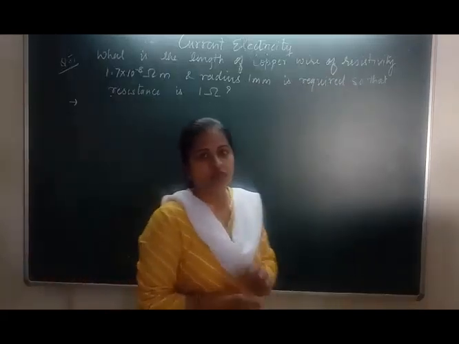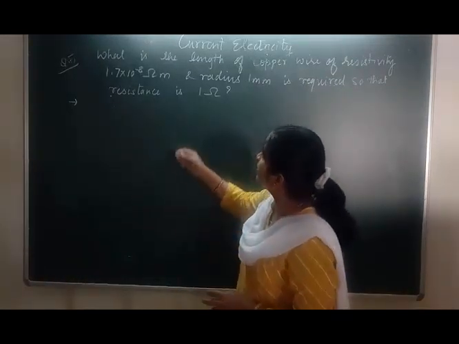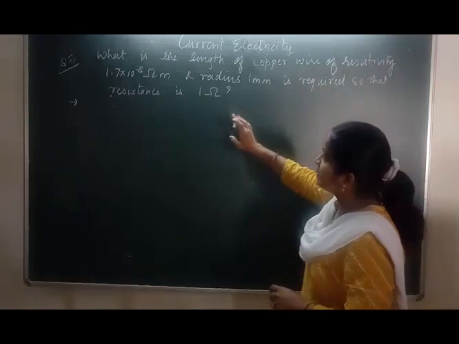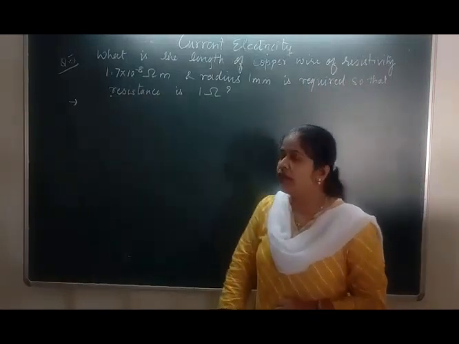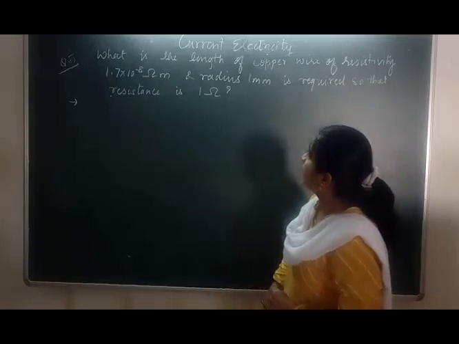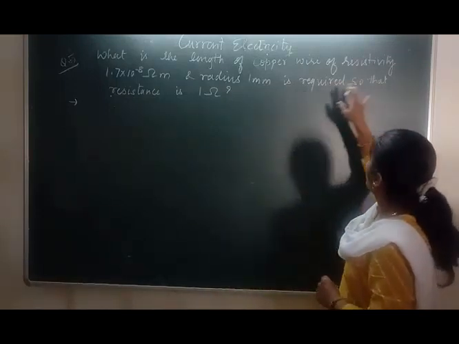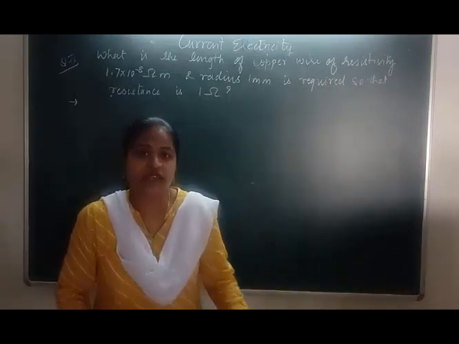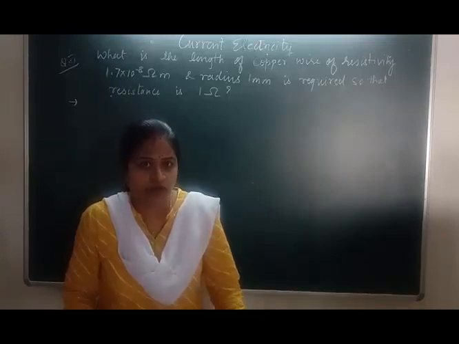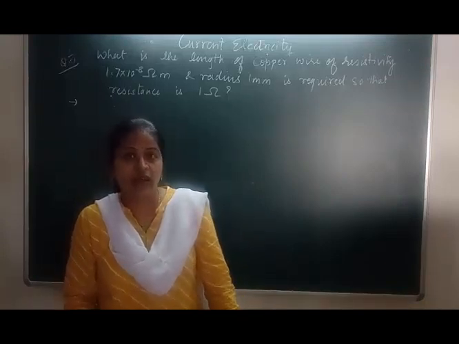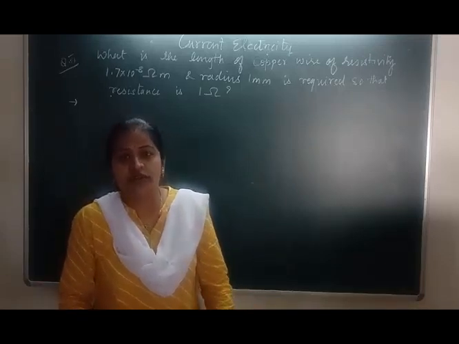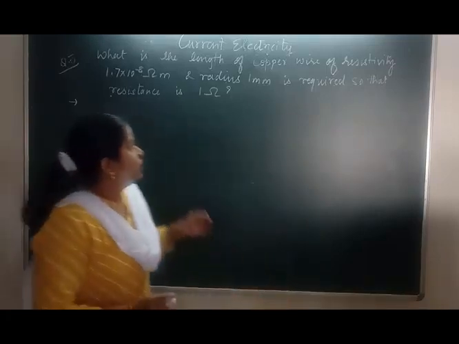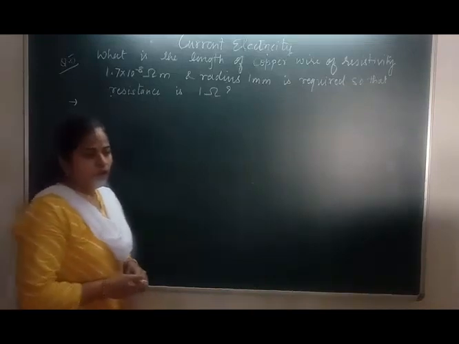So, children, here is one more question for you. In this question, it is given: what is the length of a copper wire of resistivity 1.7 into 10 raised to power minus 8 ohm meter and a radius of 1 mm, required so that its resistance will be 1 ohm. Here the resistivity of copper is given, then the resistance is given, and the radius of the copper wire is given. From that we are supposed to find the length of the copper wire.